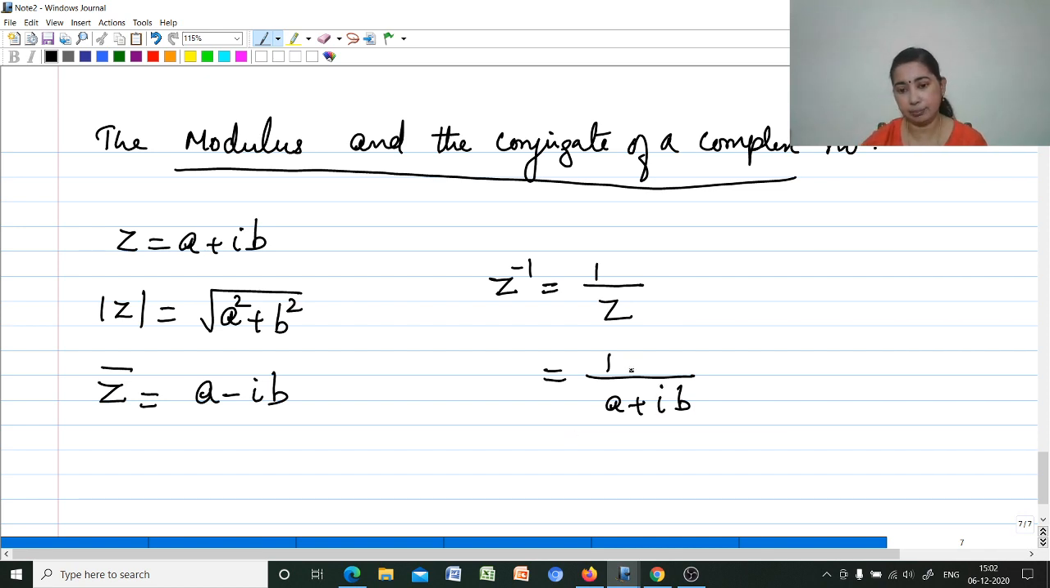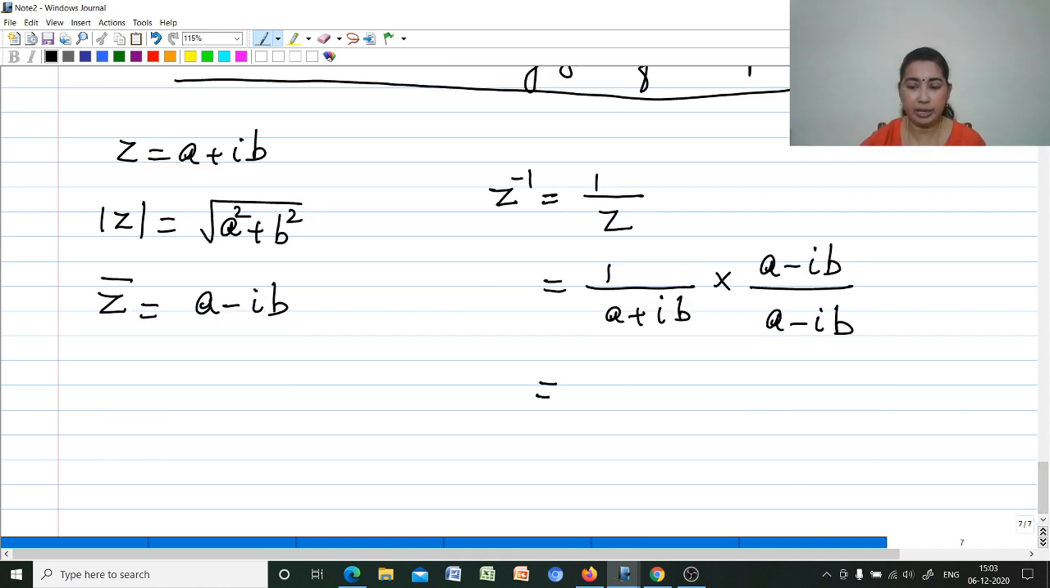In a complex number, the denominator will not have a real part and an imaginary part separately. So we have to write this in complete complex number form. For that we have to multiply the numerator and denominator by its conjugate, that is a minus ib, so that the numerator becomes a minus ib, divided by a plus ib into a minus ib, which is a square minus b square.